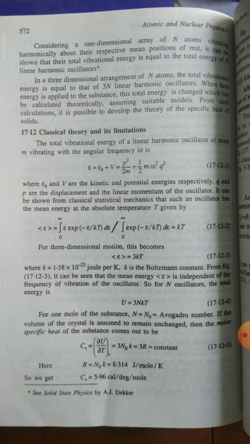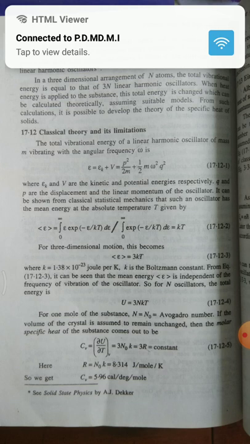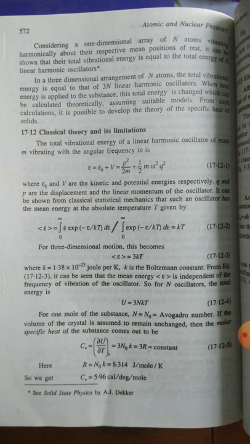It can be shown from classical statistical mechanics that such an oscillator has the mean energy at the absolute temperature T given by E bar is equal to integration 0 to infinity E exp minus E by kT dE by integration 0 to infinity exp minus E by kT dE is equal to kT. For the three-dimensional motion, this becomes E bar is equal to 3kT, where k is equal to 1.38 × 10⁻²³ joules per K. k is the Boltzmann constant from the equation.